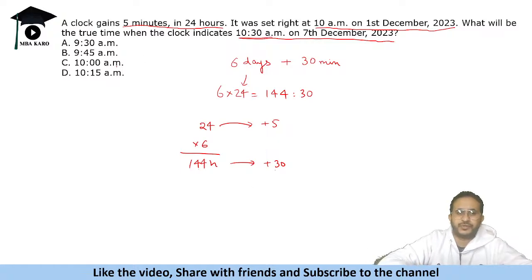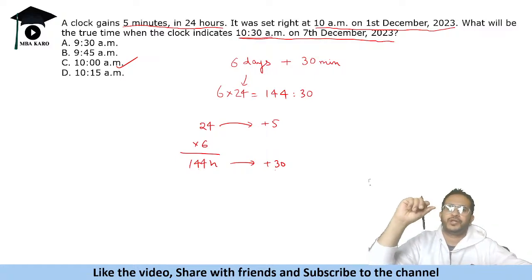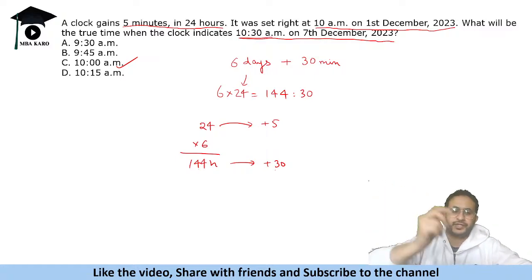So that means the actual time is 10 a.m. Actual time 10 a.m. The clock is 30 minutes ahead of the actual time. So this is the gain in the clock, 30 minutes. So 30 minutes subtract कर लो because this is going ahead. So subtract 30, we get the actual time which is 10 a.m.